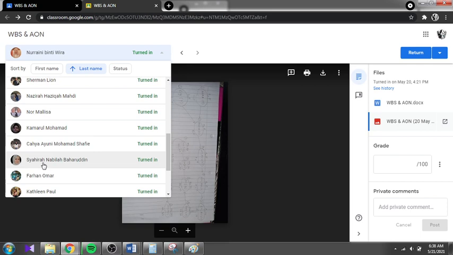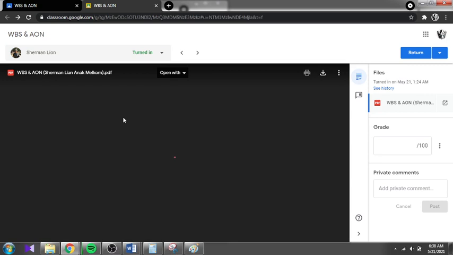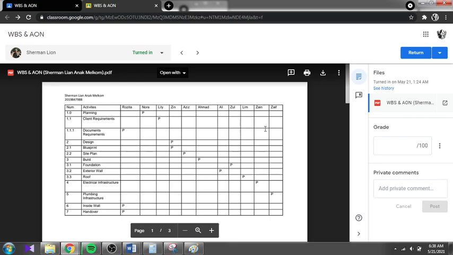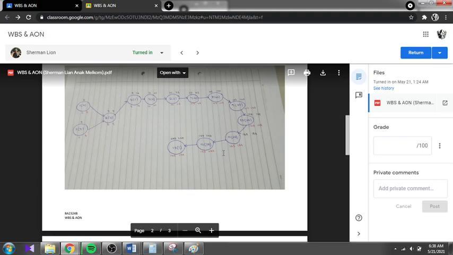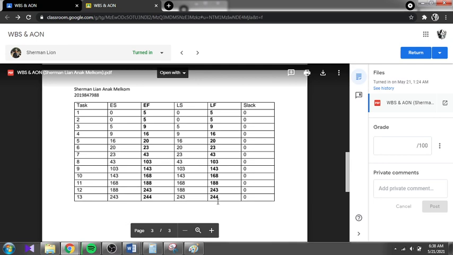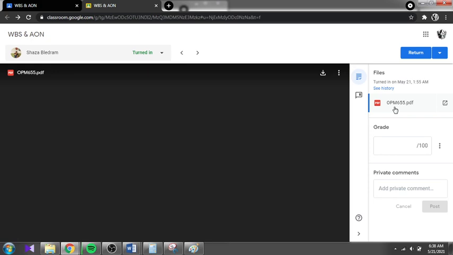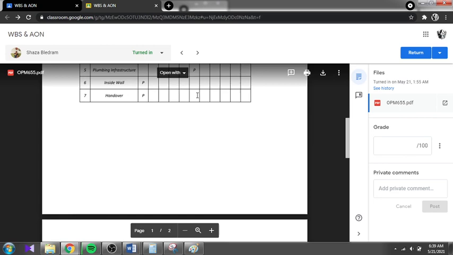Yes, let's look at Sherman's. Alright, Sherman also missed the S here. I think most of you missed the S for the first question. Yes, this one is correct. Also, Sherman got all zero here, because it depends on how you take the last digits, 244 or 243. Some of you, I can see, put 243. That's why you got... yes, this one is also missing the S.